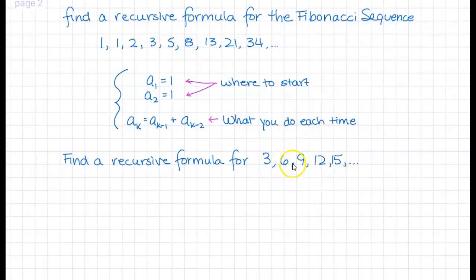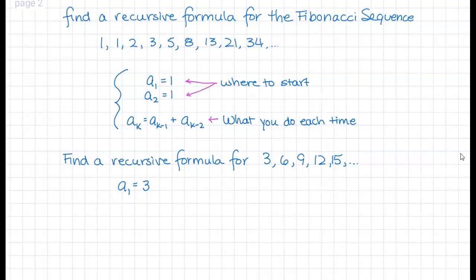So what do I do each time to get to the next term? To go from 3 to 6, I add 3. To go from 6 to 9, I add 3. To go from 9 to 12, you add 3. To go from 12 to 15, you add 3. And so you're just adding 3 each time. So our recursive formula, we have to say where we're starting with. And in this case, we only need the first term. Once we know the first term, then each time we add 3.